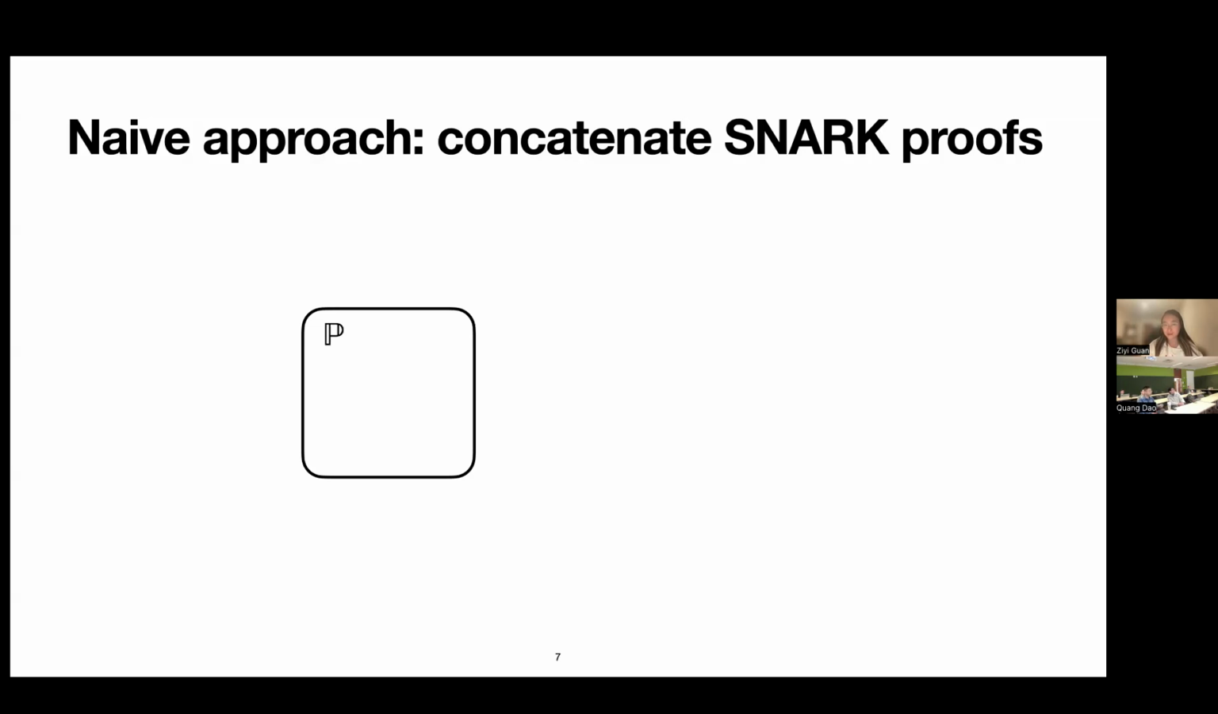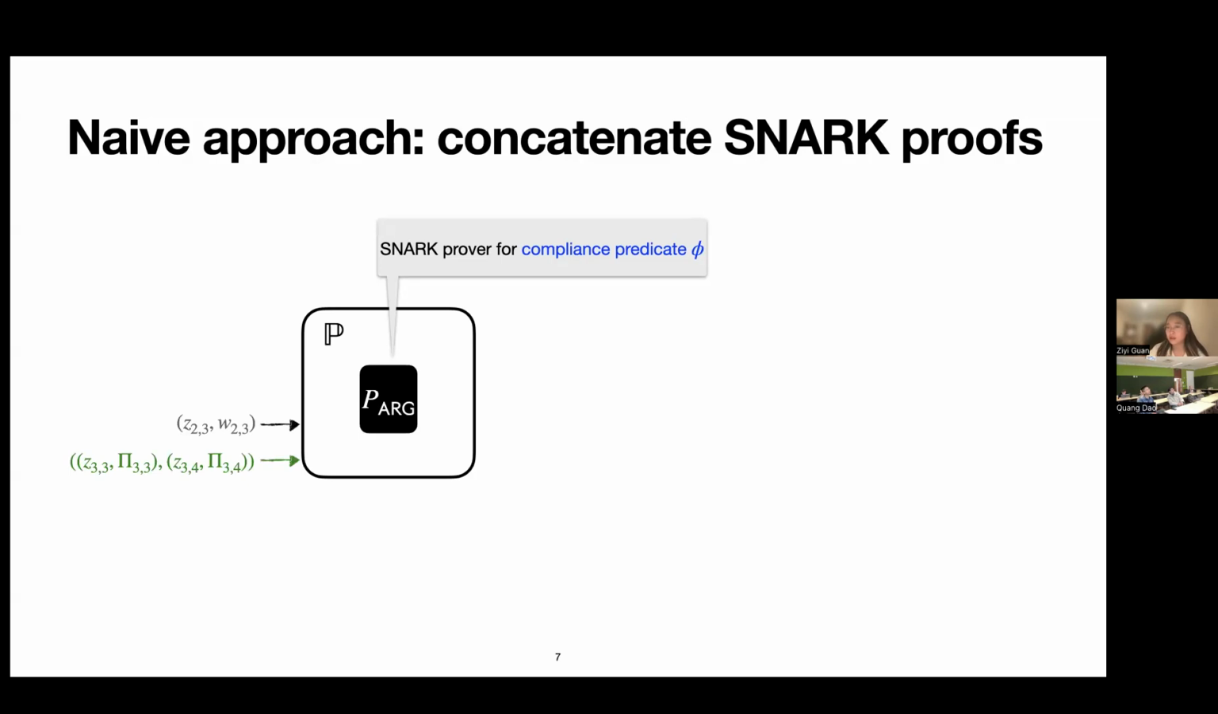So we have the PCD prover, and it has the code for the argument or SNARK prover for the compliance predicate phi that is there to check the correctness of the computation. The PCD prover again gets all the input it needs, and it gives the input for the certain node to the argument prover, which provides a proof. And the PCD prover just takes the proof little pi 2-3 for the node 2-3 and concatenates it with the incoming proofs. So this kind of matches our interface. It contains all the proofs that we need.